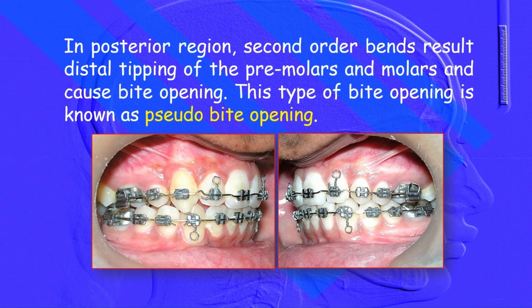In the posterior region, second-order bends maintain the distal tipping of the premolars and molars and cause bite opening. This type of bite opening is called a pseudobite opening.